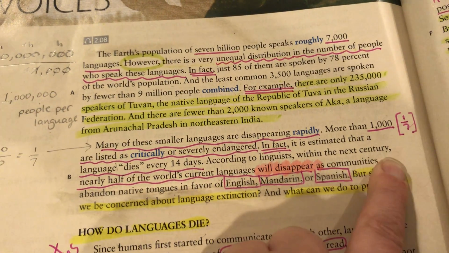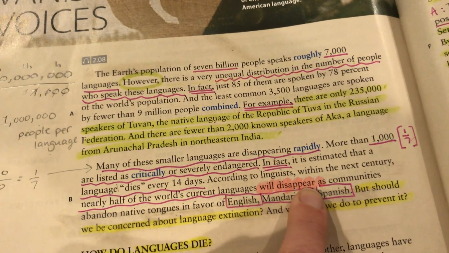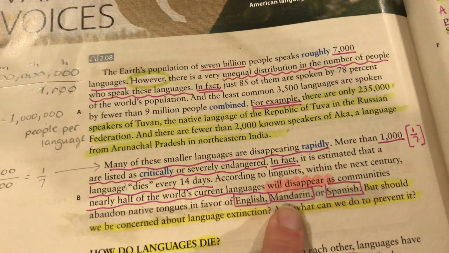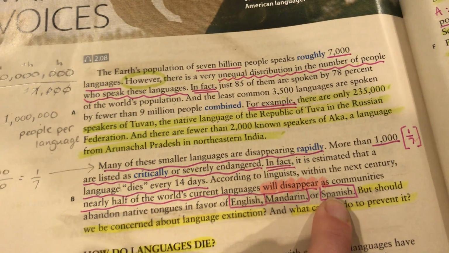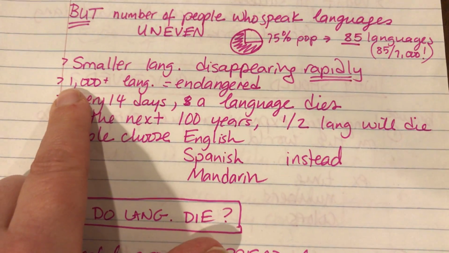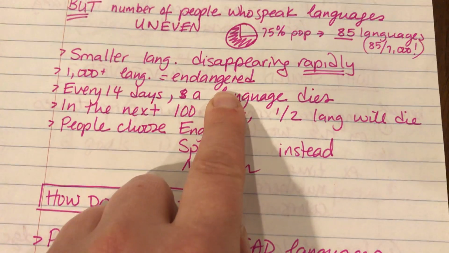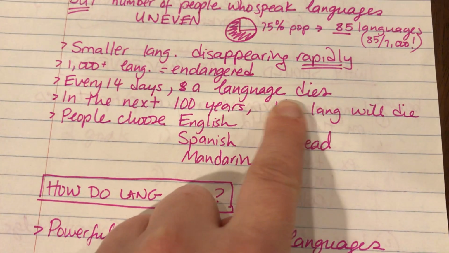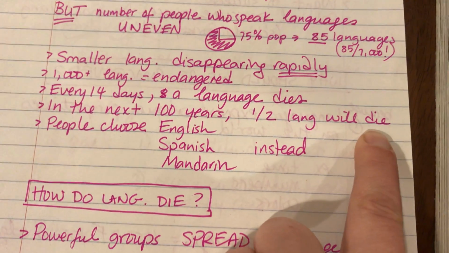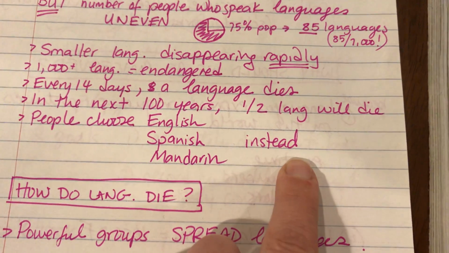According to linguists, within the next century, nearly half of the world's current languages will disappear as communities abandon their native tongues in favor of English, Mandarin, or Spanish. So on my notes, I put these statements. 1,000+ languages are endangered. Every 14 days, a language dies. In the next 100 years, half of languages will die. And people are choosing English, Spanish, or Mandarin instead.